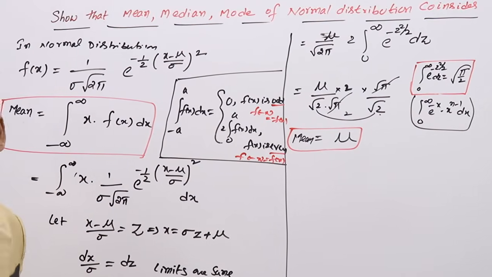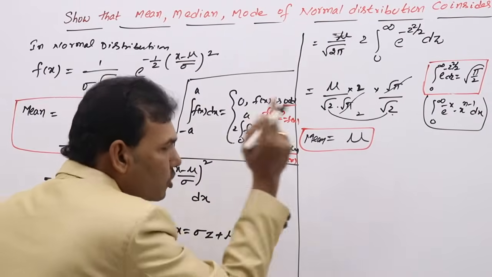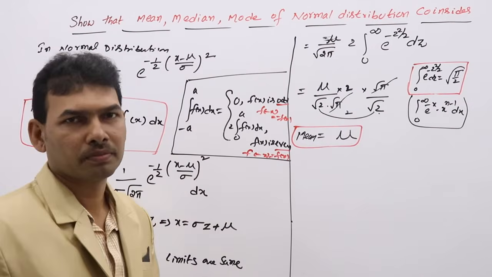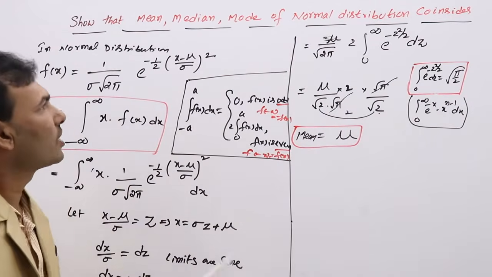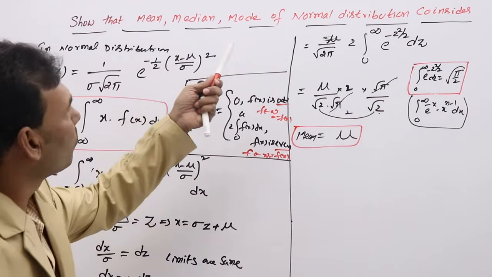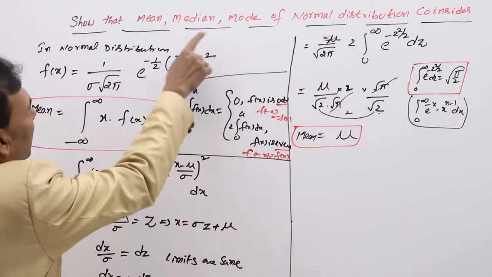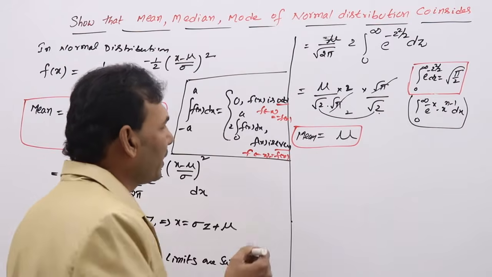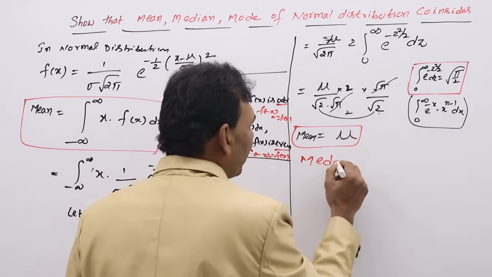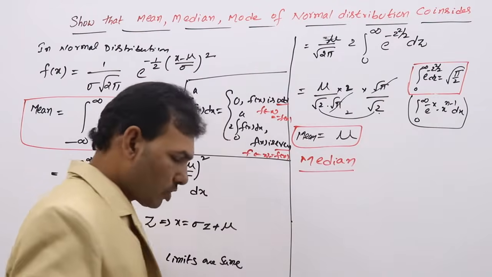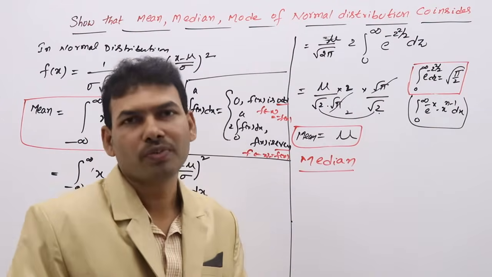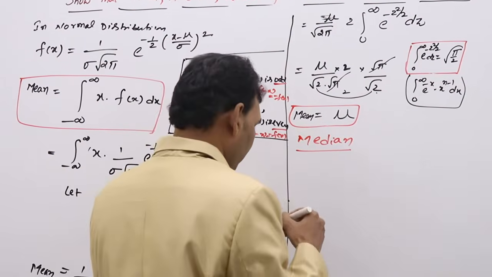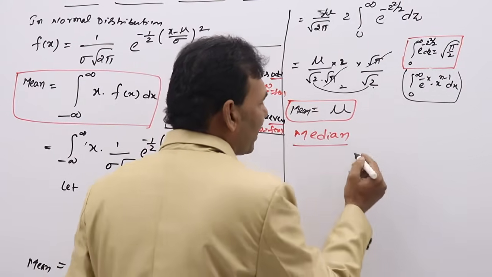Now what next do we need to prove? Next we need to prove the median is also mu, and the mode is also mu. Mean, median, mode coincide means the three values are equal. So next we need to prove the median is also mu. Before finding the median, what is the median? Median means it is a value which divides the total data into two equal parts.